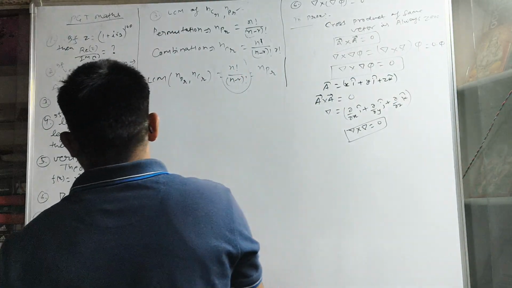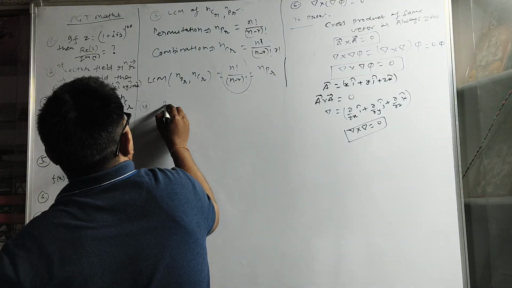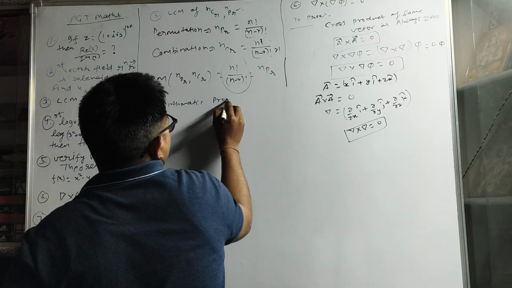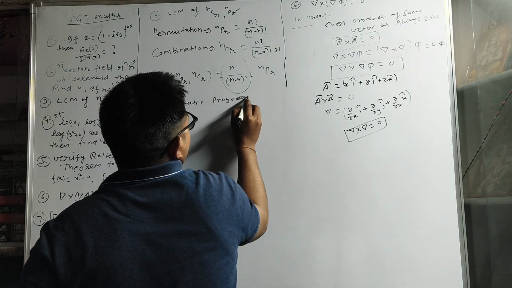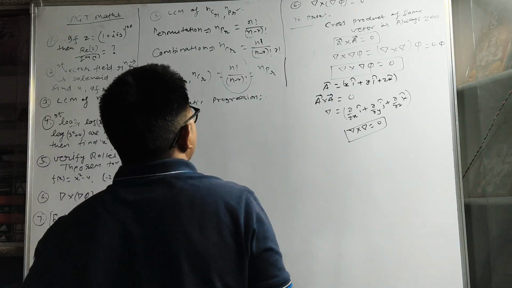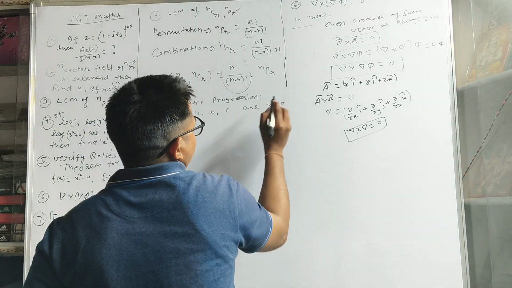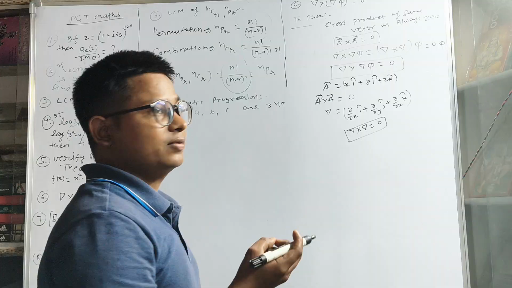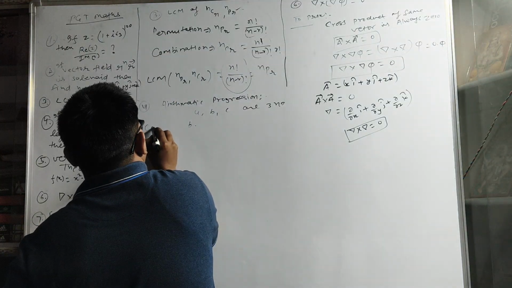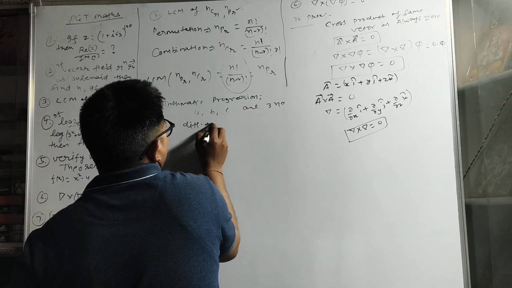Now come to question number 4. It is very important, which is related to AP, arithmetic progression. So here, A, B, C are 3 numbers. If it is given that A, B, C are in AP, then we have to write B minus A, that means the common difference of AP.